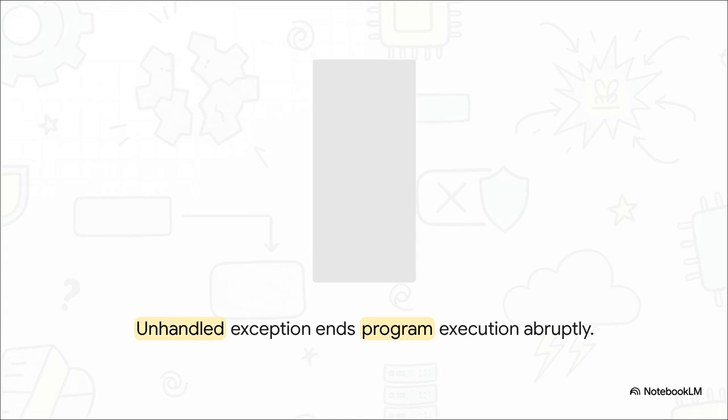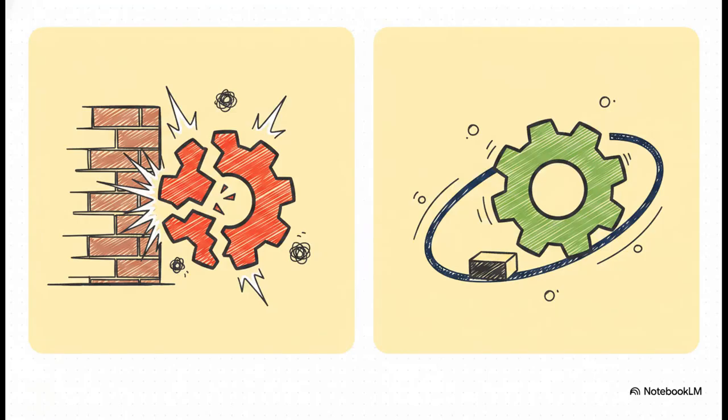To put that into perspective, imagine your code expects a number, but receives a word instead. That triggers an unhandled input mismatch exception. And when that mismatch occurs, execution abruptly ends. The program literally stops in its tracks. Game over. And that brings us to the core contrast we absolutely have to understand today.